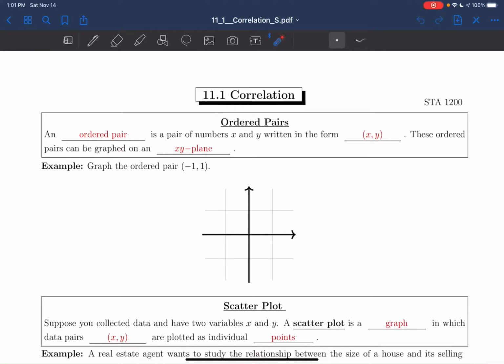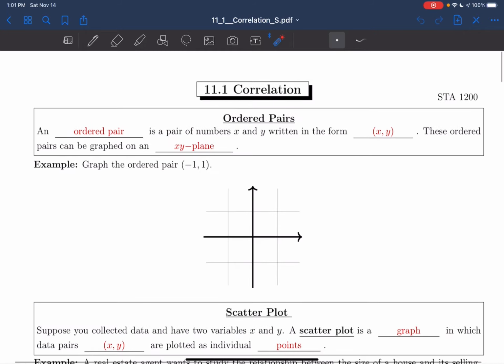In this section, we're going to go over something called correlations. This is important because in other fields like biology and chemistry, even in politics, people want to know if there is some sort of relationship between two variables. And that's what correlation is identifying: to see if there's any relationship between two variables.